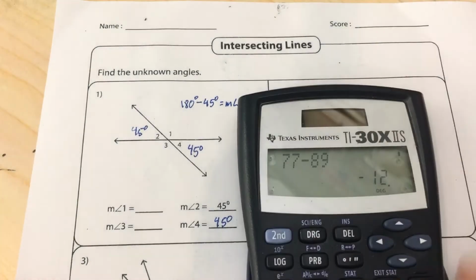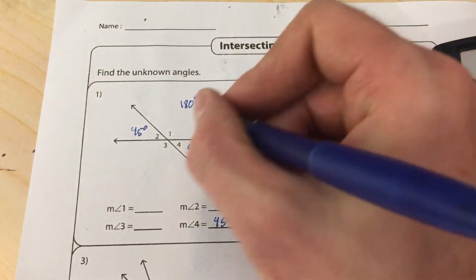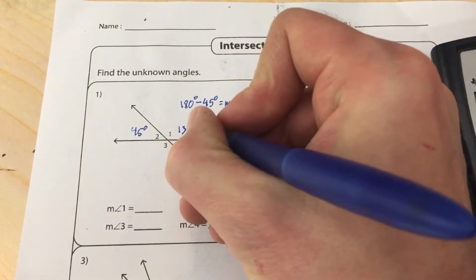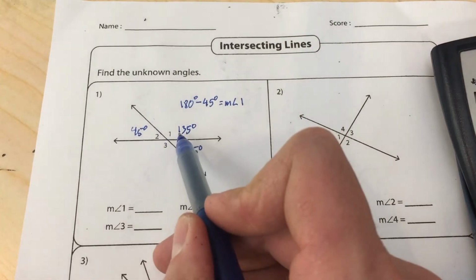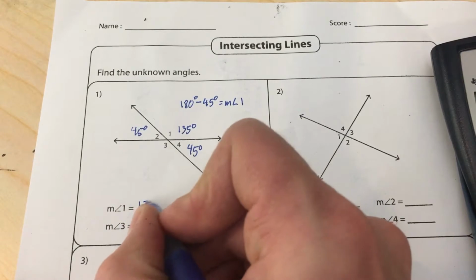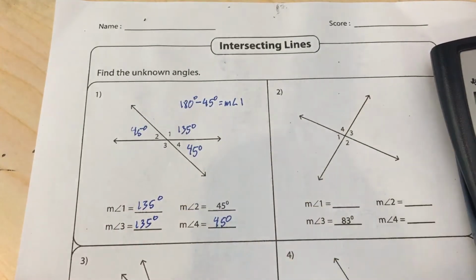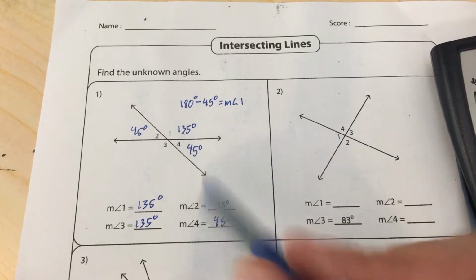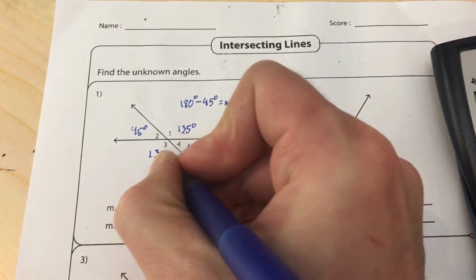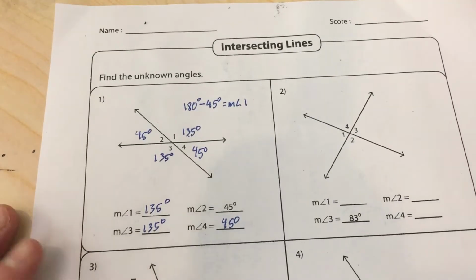Okay, so if you need a calculator here, we have 180 degrees minus 45, and we get an angle of 135 degrees. Well, if you know measure of angle 1 is 135 degrees, then you know that measure of angle 3 is 135 degrees. So again, the whole point of this basic problem is to show you that the opposite angles, those vertical angles, are congruent to each other. We call that vertical angles, okay?